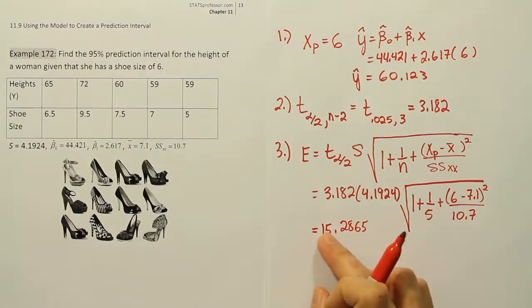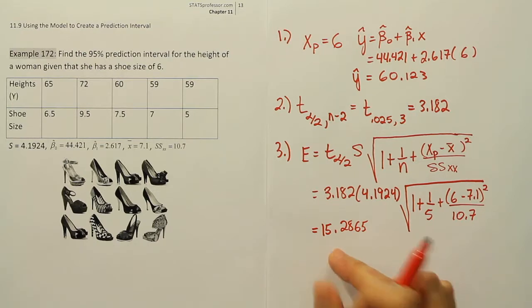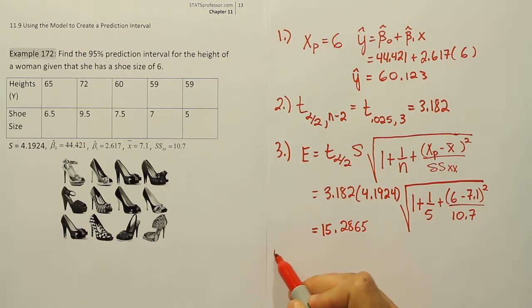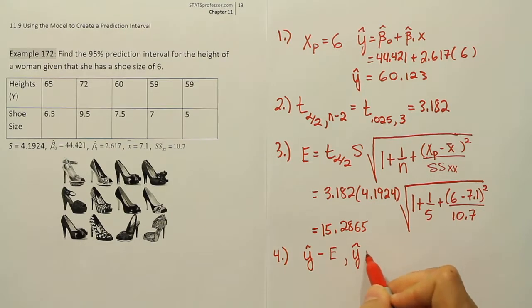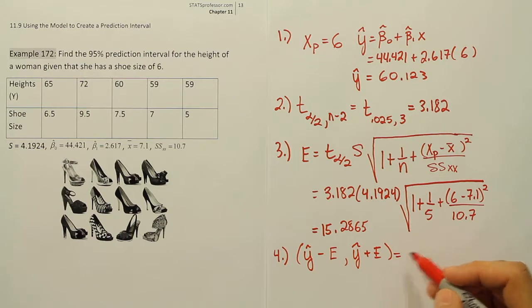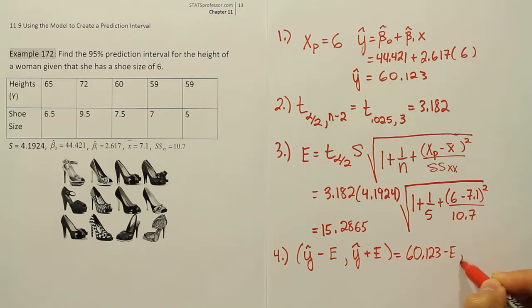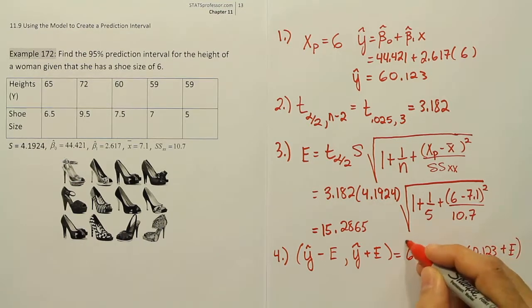Alright, so the error here is pretty large. Let's go on though to the next step, the fourth and final one. The fourth and final step means you just take the y hat value that you calculated in step 1 and you subtract off the error, and then you do y hat plus the error. So in our problem, y hat was 60.123. We'll subtract off the error from that, and then we'll do 60.123, and we'll add the error to that. And that will ultimately give us our interval.